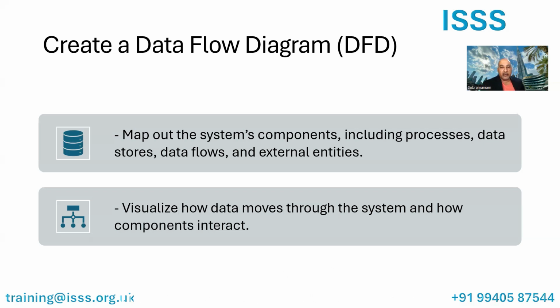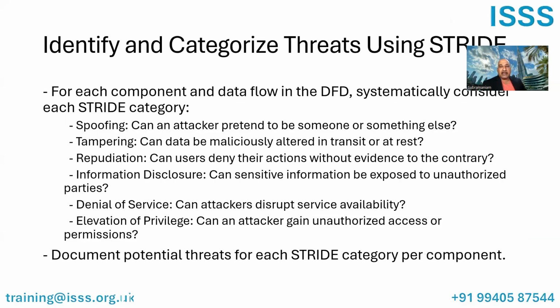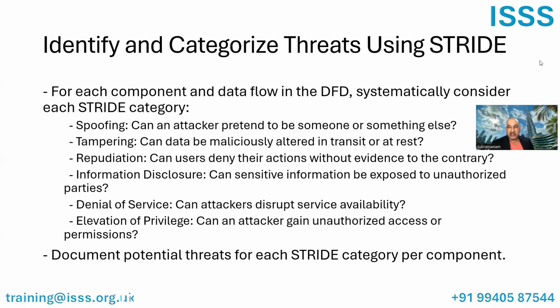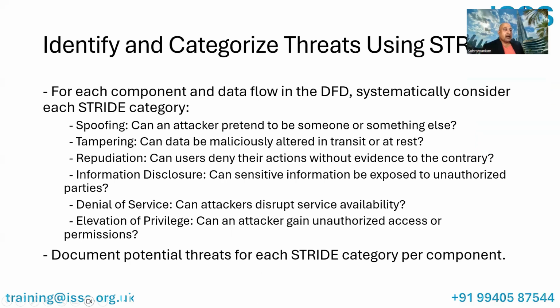You need to understand how the data is going to move between one system and another system. Identify and categorize the threats using STRIDE: spoofing, tampering, repudiation, information disclosure, denial of service, and elevation of privilege. Spoofing is an impersonation attack, tampering is an integrity attack, repudiation is also an integrity attack, like source origin authentication. Information disclosure is a confidentiality attack, denial of service is an availability attack. Elevation of privilege is again an integrity problem, source origin authentication or authenticity of the transaction.